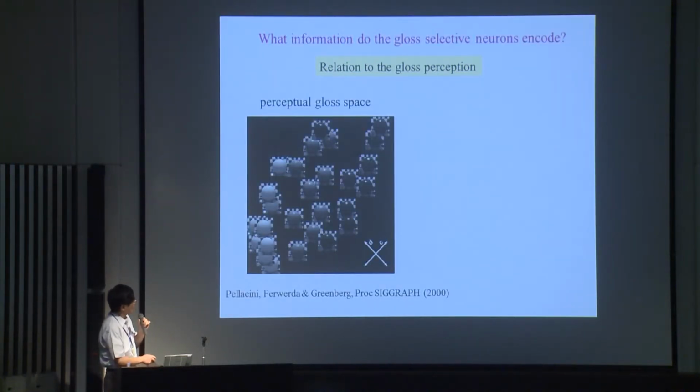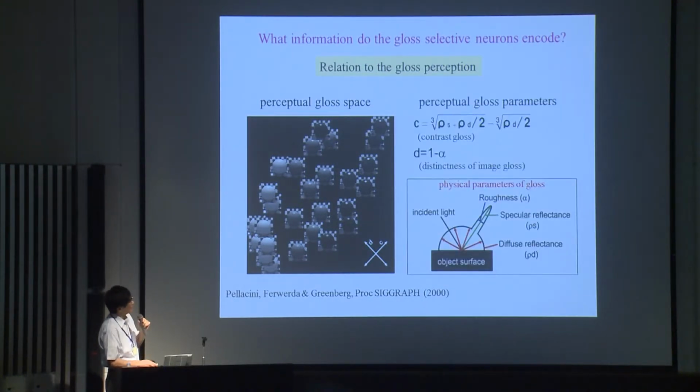So previously, Pellacini, Ferwerda, and Greenberg already conducted a psychophysical experiment to determine perceptual gloss space. And they identified two axes, c and d, that characterize this perceptual gloss space. These are the two parameters. c is a nonlinear combination of rho S and rho D, specular reflectance and diffuse reflectance. d is 1 minus alpha. So we can regard these as perceptual gloss parameters.